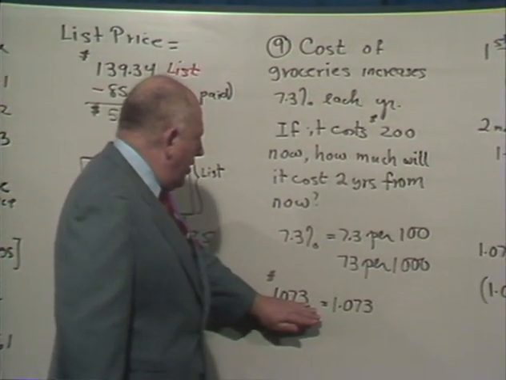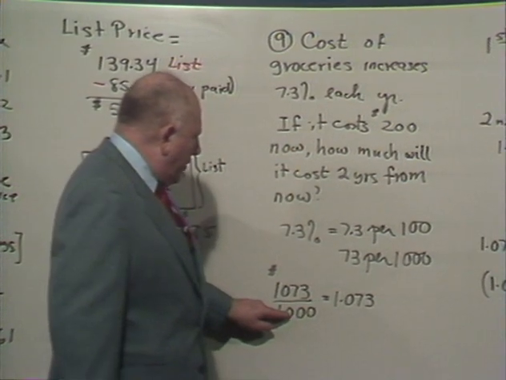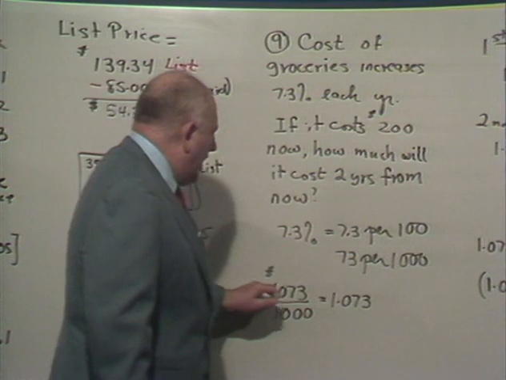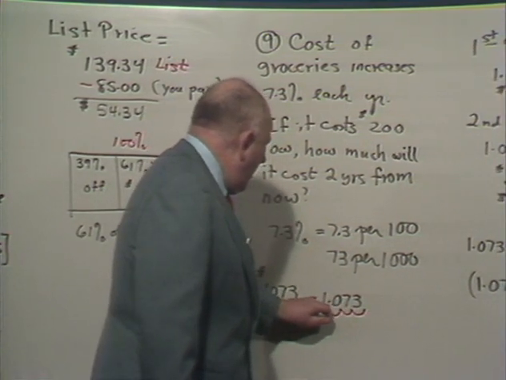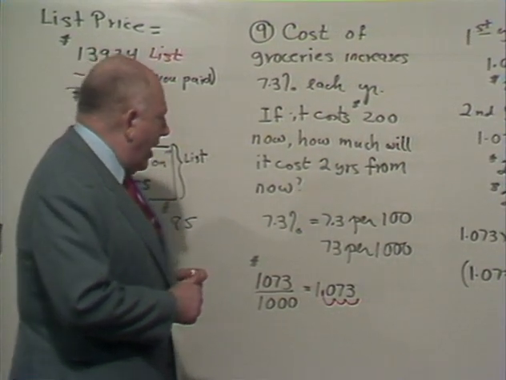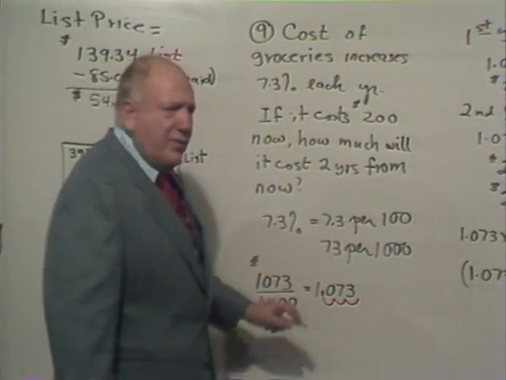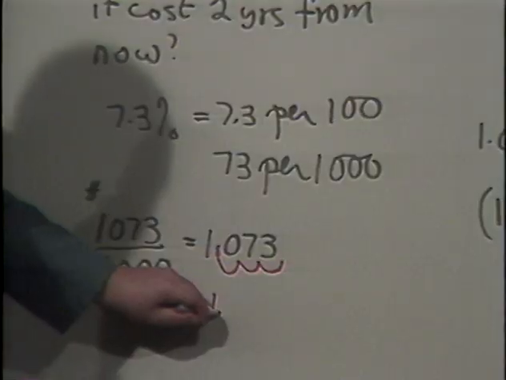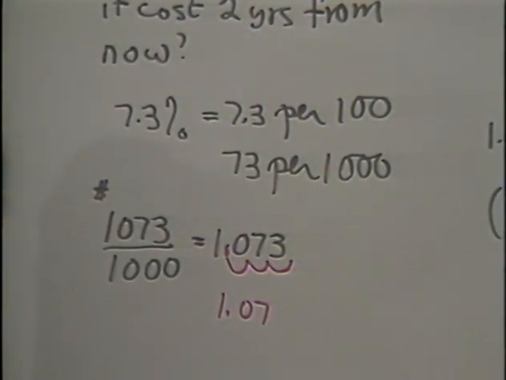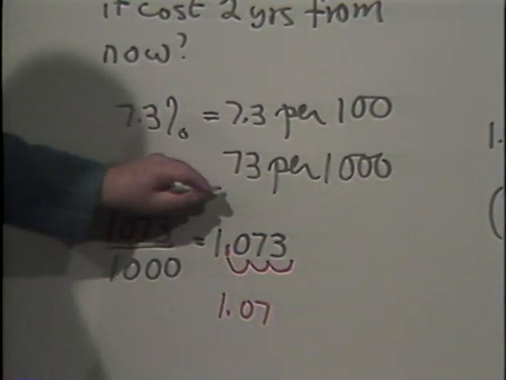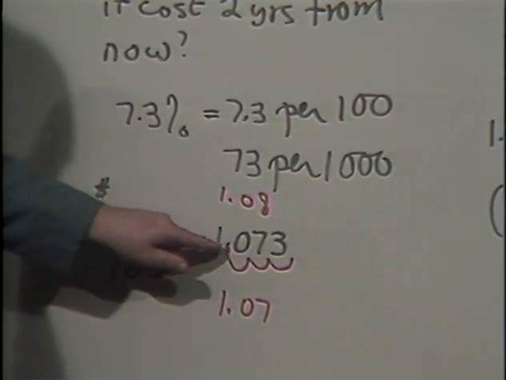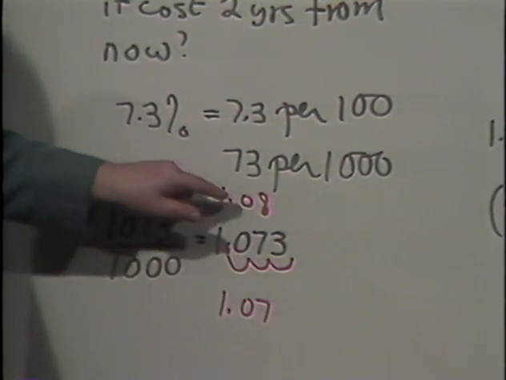Without the decimal point, you see 1073, okay? You're dividing by 1,000. To divide by 1,000, you move the decimal point 3 places to the left. So there's your 1.073, which, by the way, checks with the fact that if the cost of groceries had gone up by only 7%, every dollar this year would cost $1.07 next year. And if it's gone up by 8%, every dollar this year would have cost $1.08 next year. And notice that 1.073 is right where it should be over here.